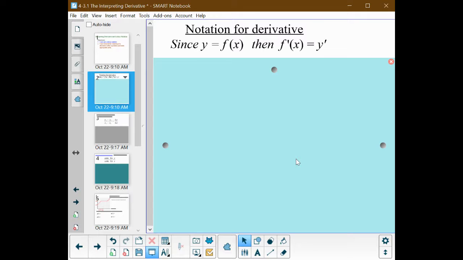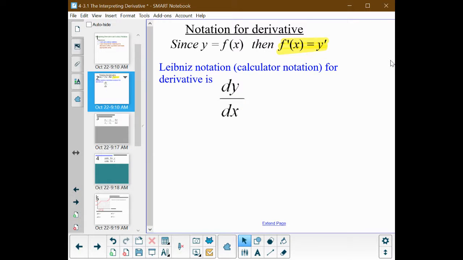So a couple different notations for the derivative. This one we've already seen a little bit here, this f prime of x or y prime, standing for the derivative of y or the derivative of f of x. Leibniz notation is a little bit different here. Leibniz notation is actually in this form of a fraction, dy dx. So this means the same thing as saying y prime, because our function here is y.